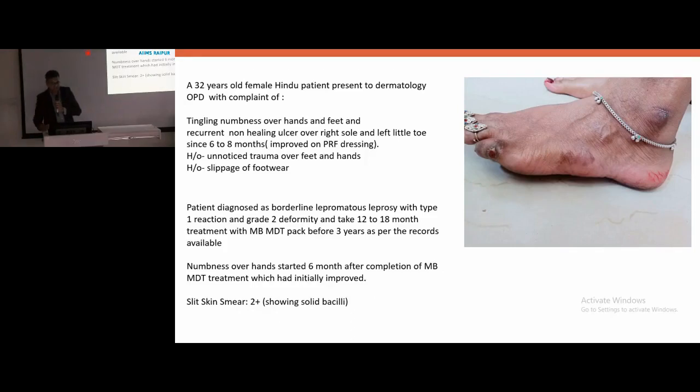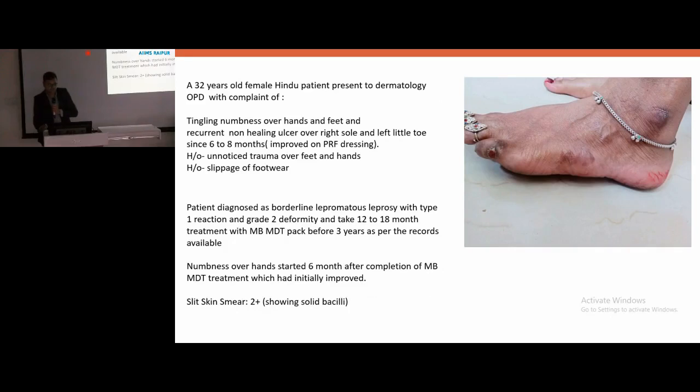The patient was initially diagnosed as borderline lepromatous leprosy with type 1 reaction, and she also had grade 2 deformity because of the presence of plantar ulcers, which categorizes as grade 2 deformity. She gives a loose history of receiving 12 to 18 months of treatment with MB-MDT 3 years before, as per the records available. So in this case, the initial diagnosis was borderline lepromatous.